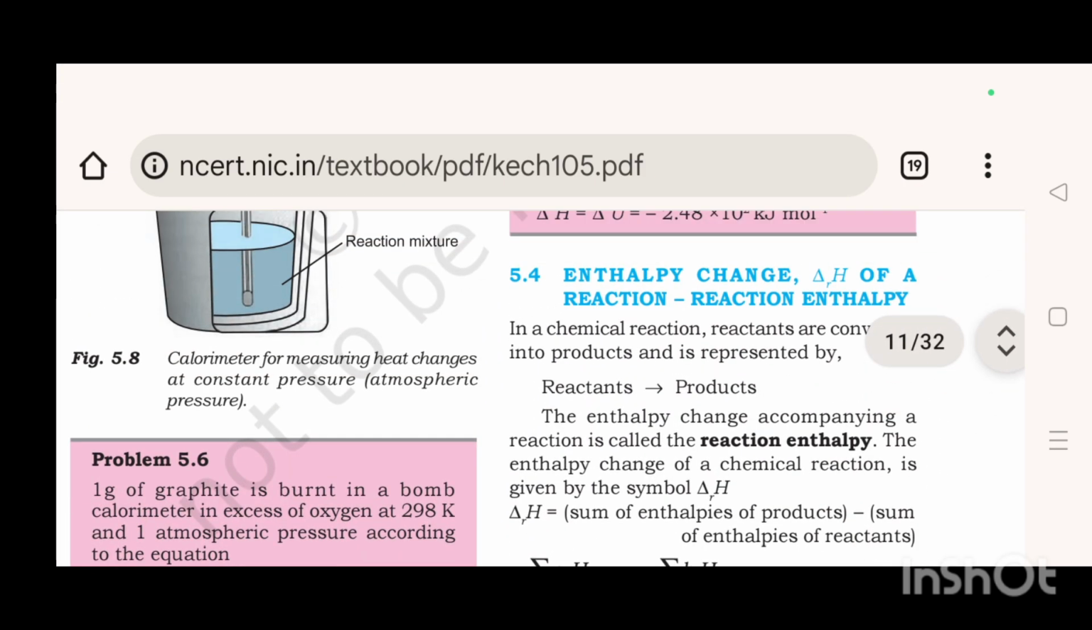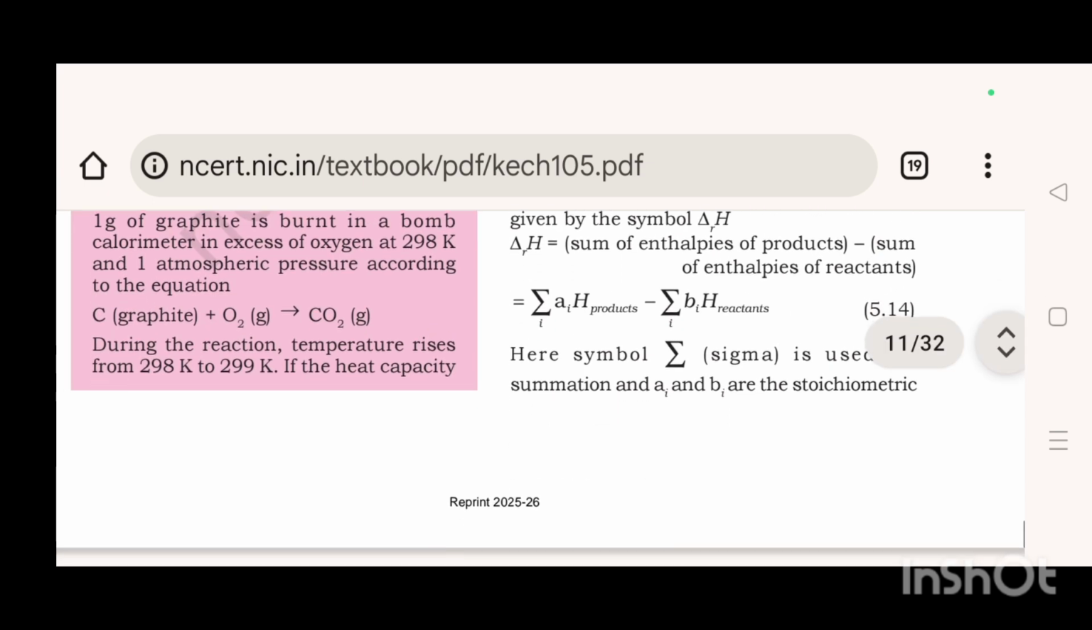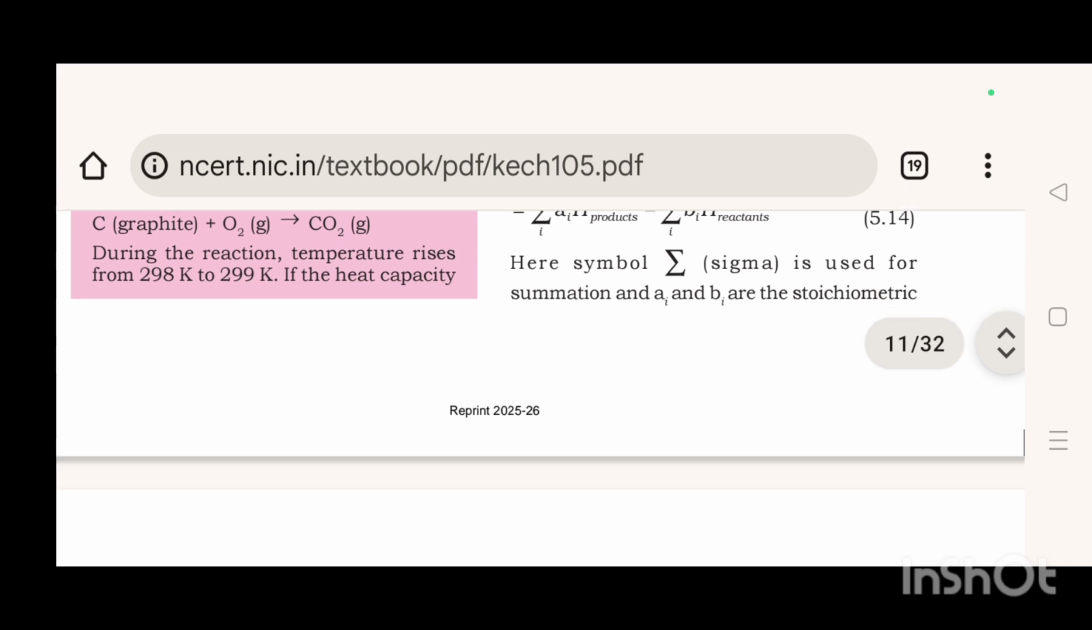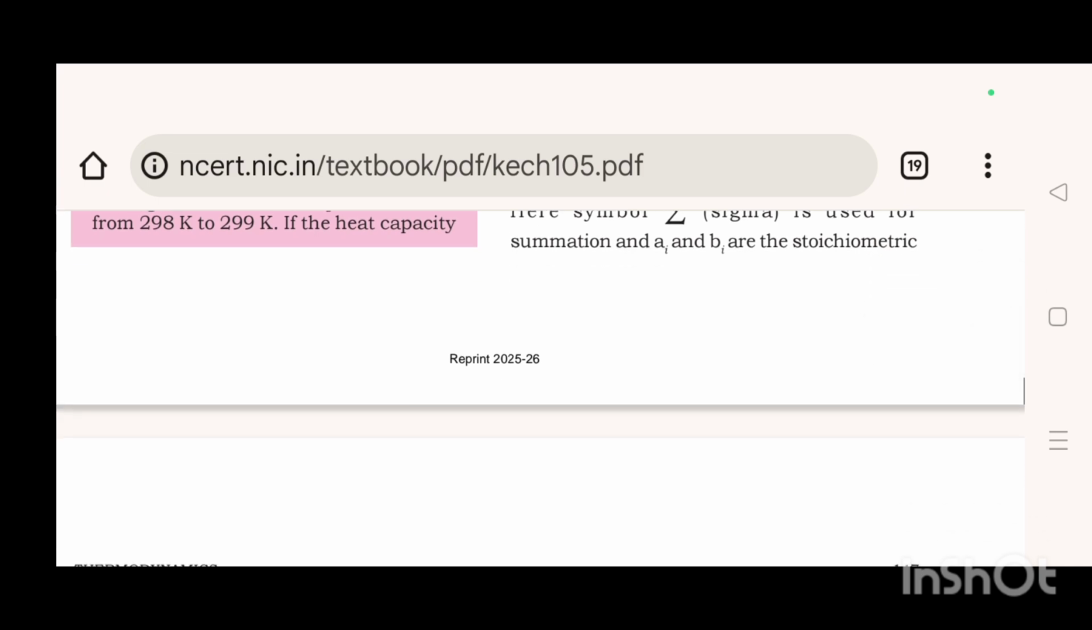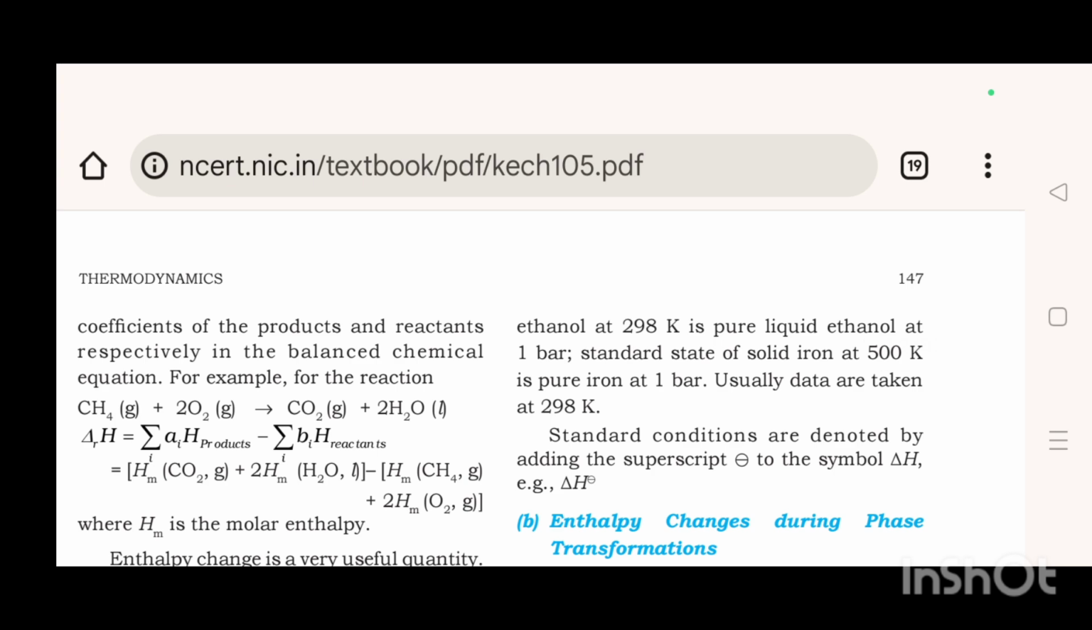Enthalpy change, delta H of a reaction. In a chemical reaction, reactants are converted into products and this is represented by reactants giving products. The enthalpy change accompanying a reaction is called reaction enthalpy. The enthalpy change of a chemical reaction is given by the symbol delta rH. Delta rH is the sum of enthalpies of products minus the sum of enthalpies of reactants. Here the symbol sigma is used for summation, and a_i and b_i are the stoichiometric coefficients of the products and reactants respectively in the balanced chemical equation.